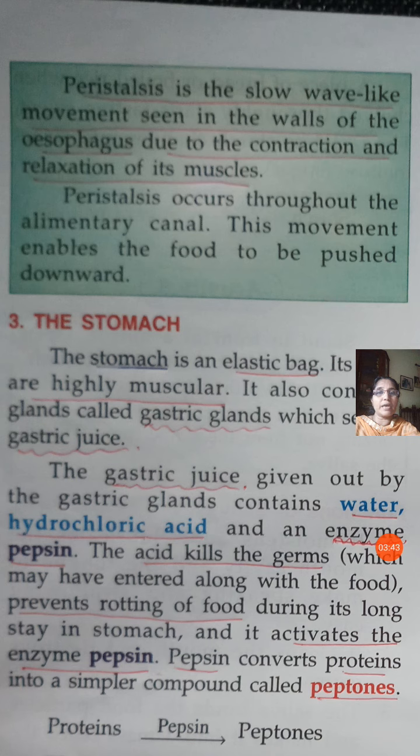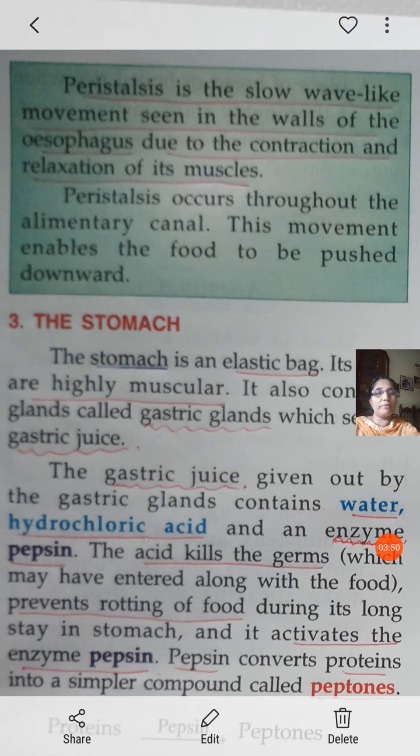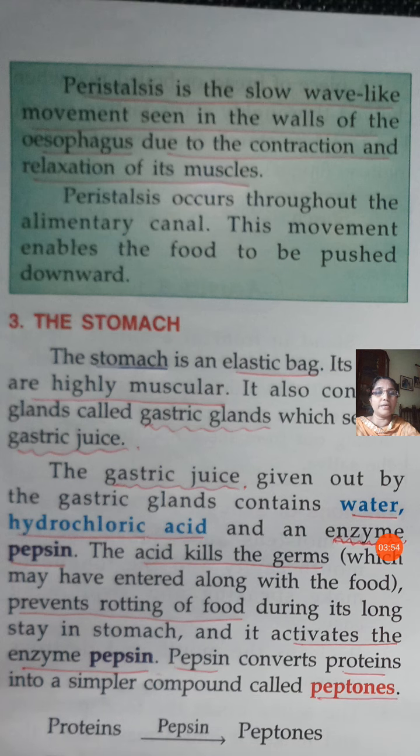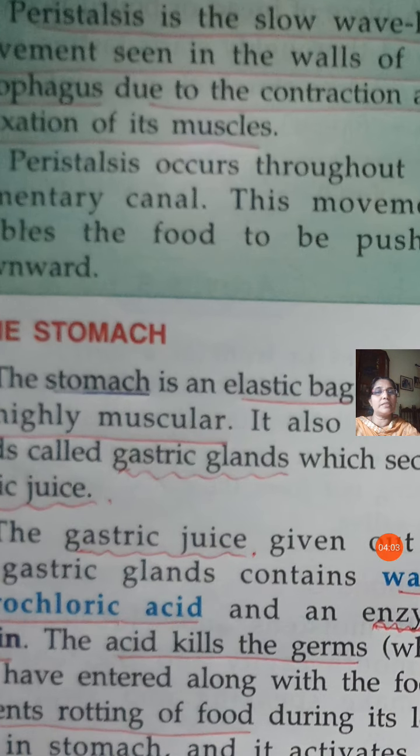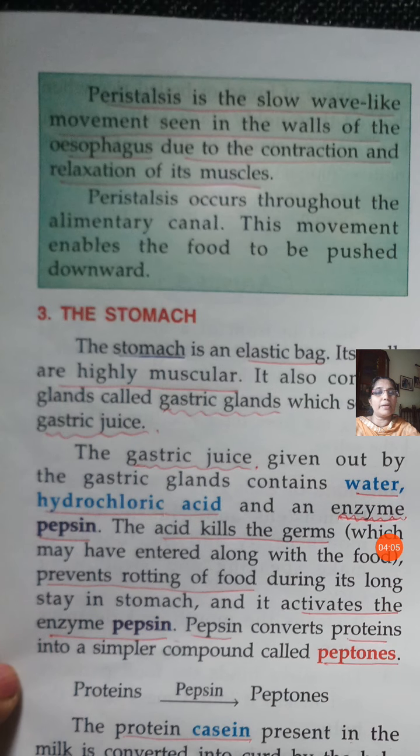Our brain is controlling that movement without any effort from us. Without our effort, that movement is taking place. The swallowing is done by us. After that, the peristalsis is controlled by another part of the brain. We can also see that peristalsis occurs throughout the alimentary canal.